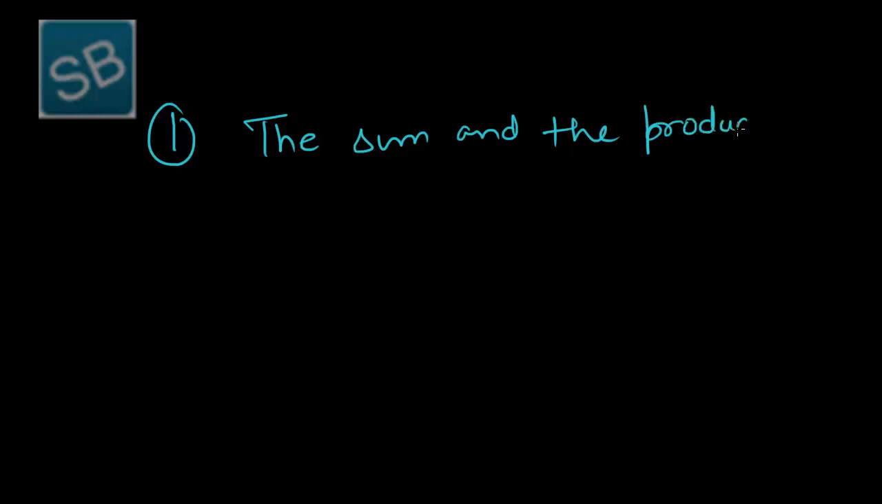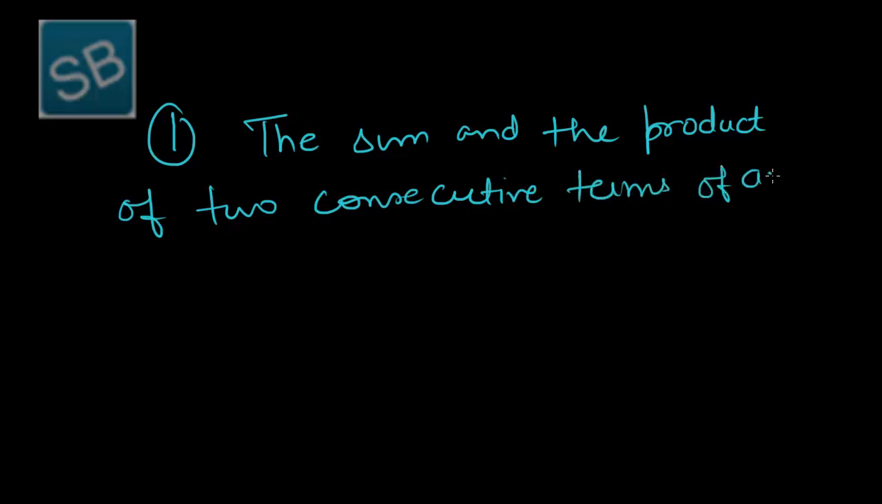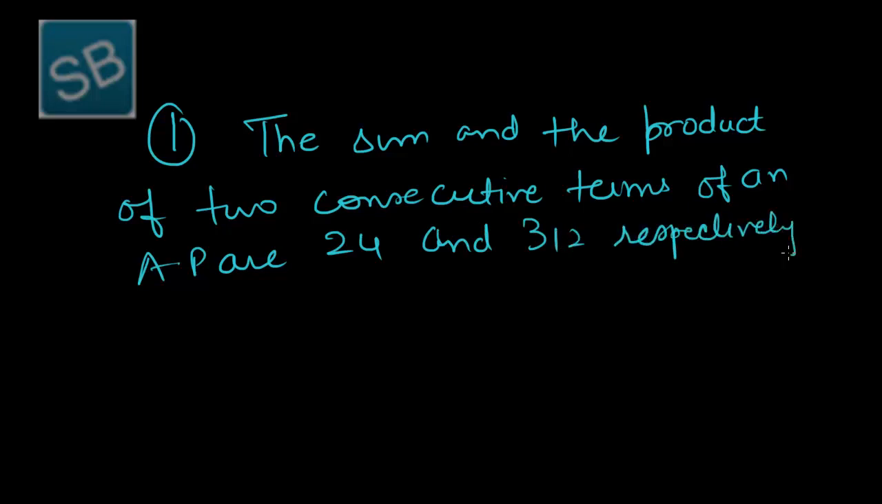Now, problems based on consecutive terms of an AP. The first problem is: the sum and the product of three consecutive terms of an AP are 24 and 312 respectively. Find the three terms.